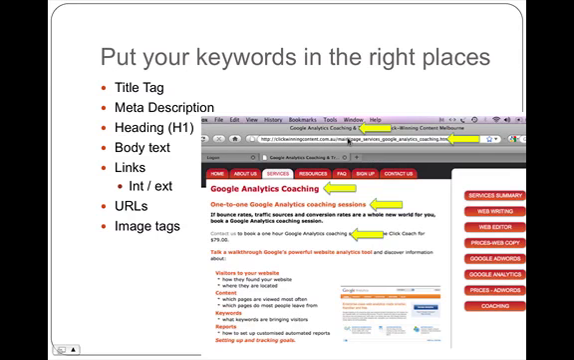Quick summary of where to put keywords once you've selected them. This is a page that I optimized on my website with Google Analytics coaching as the keyword phrase. So up here in the page title, which is also called the title tag, here in the URL, which you may be able to customize or maybe not, depending on how your website's set up. Here in your main heading, in a subheading, also in the body text. If you use any links on your site, like if I was linking to this page, use your keywords in the link text, really important. Never put click here. And also in alt text, which you can add to your images when you upload them.